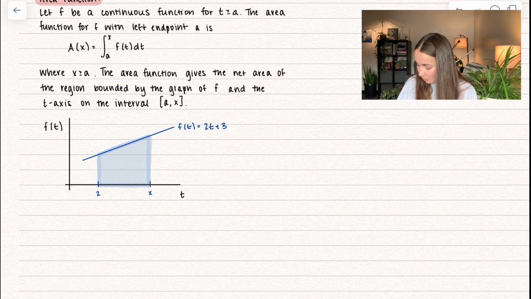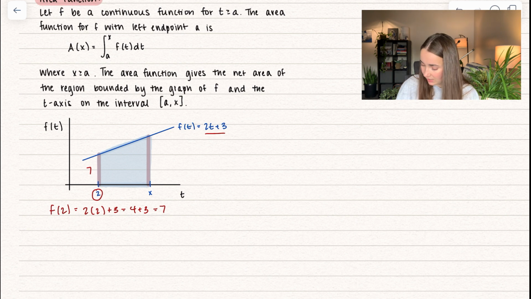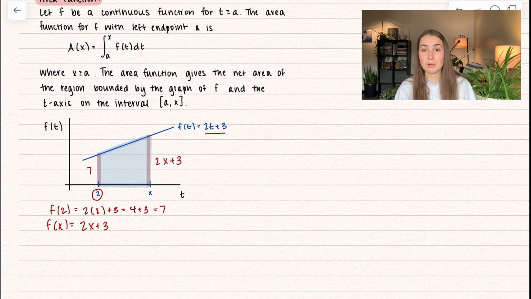So let's go ahead and find all these values. First, let's find this height right here, because remember, we need to find both of these heights. I'm going to take our 2 and plug it into our function. So here we have f of 2 is equal to 2 times 2 plus 3. That is equal to 4 plus 3, which gives a height of 7. So this first height is equal to 7. Now, when we find the second height, all we're doing is plugging an x into our function. So f of x is equal to 2x plus 3. So this other height is 2x plus 3. Now we have both heights. Let's find the base as well.